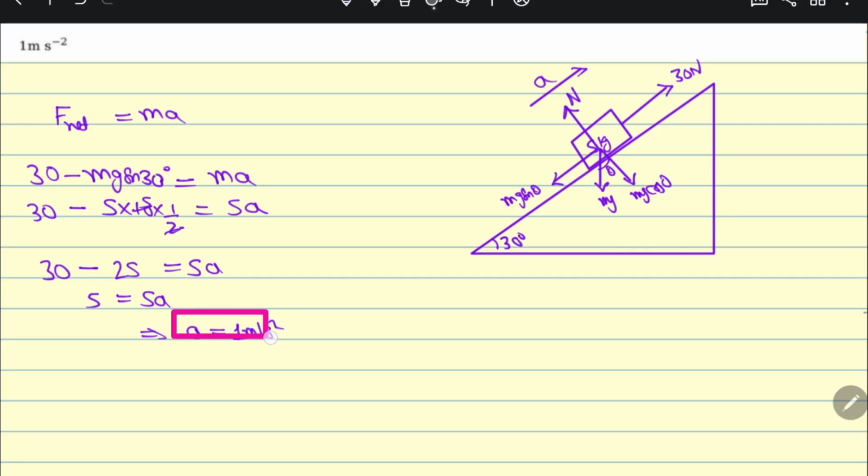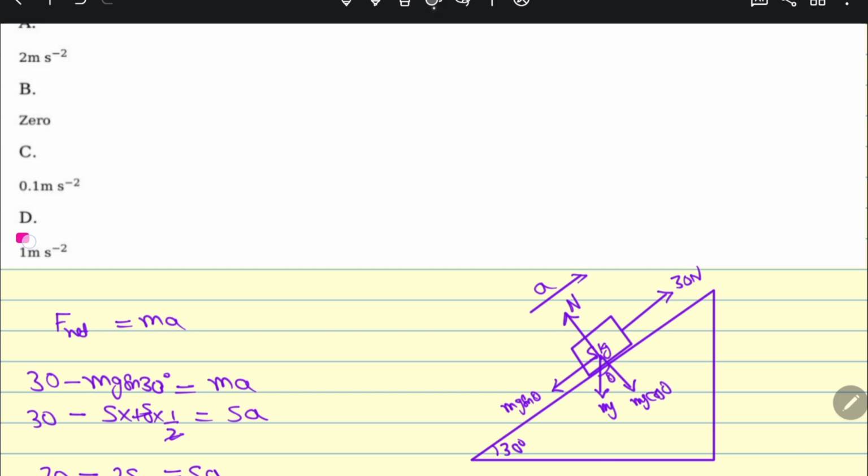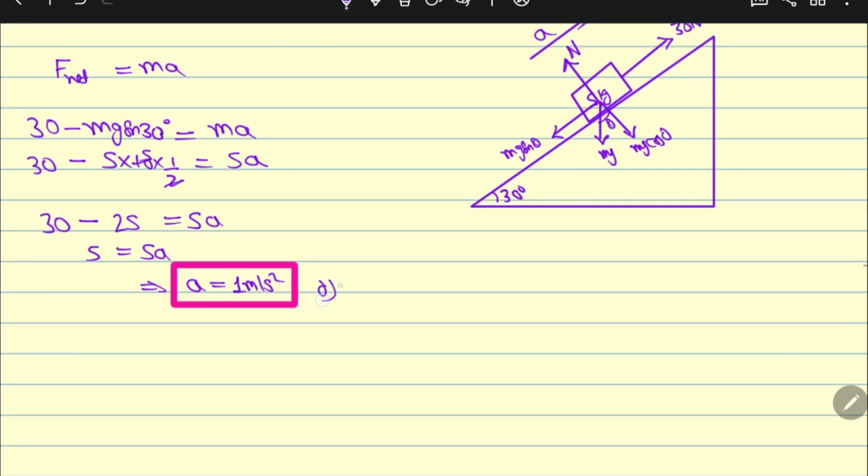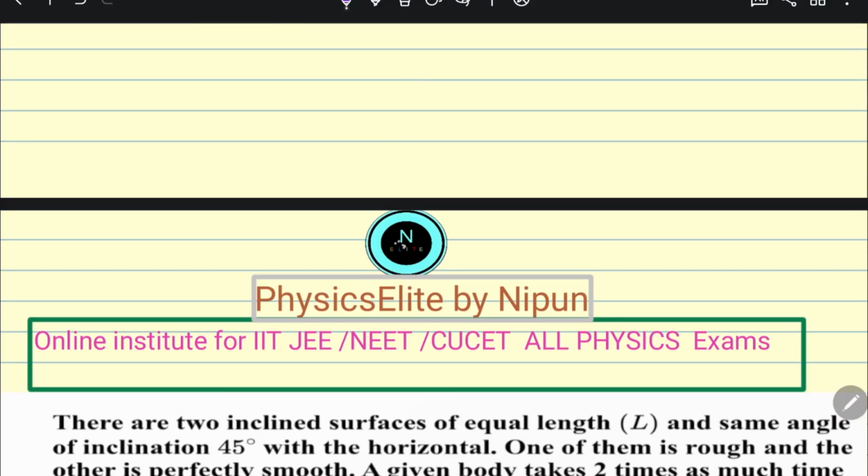1 meter per second square. So option D is correct.